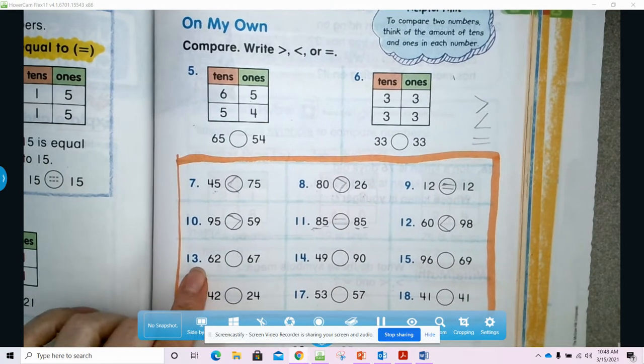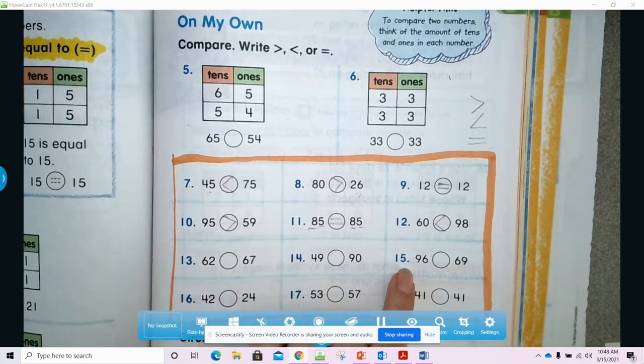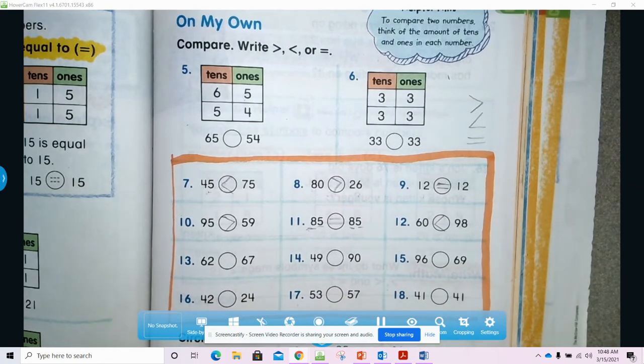Okay, so now you're going to try 13, 14, 15, 16, 17, and 18 on your own.